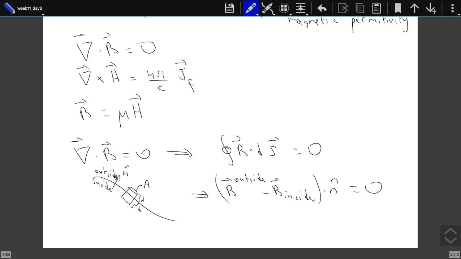If you compare it with the analogous expression in electrostatics, the right-hand side of Gauss' law was not equal to 0. On the right-hand side, instead of 0, we had the sigma.